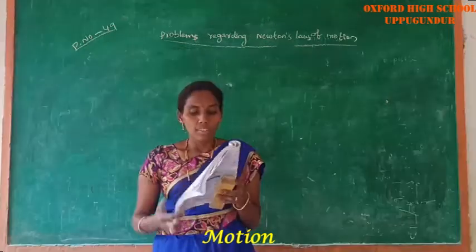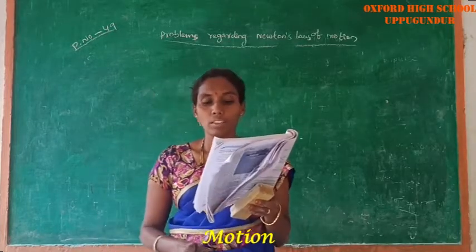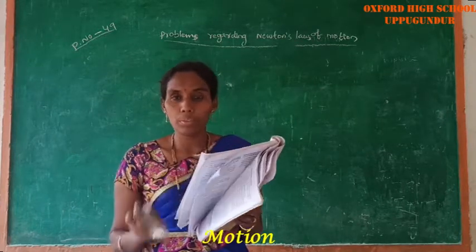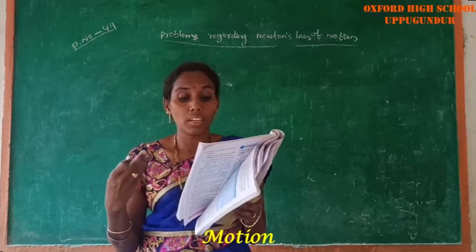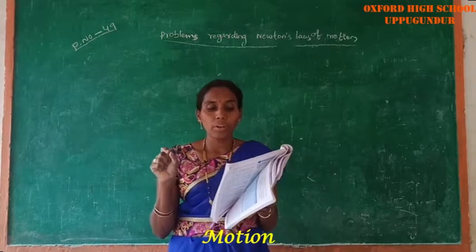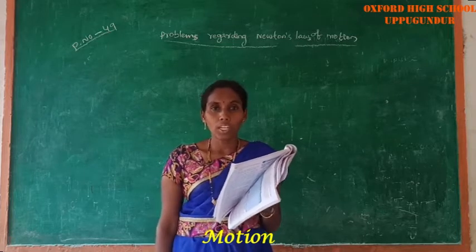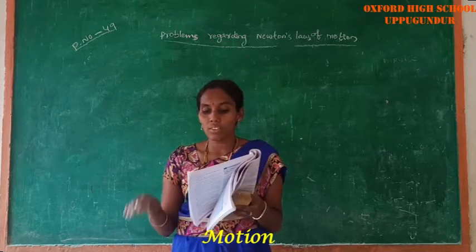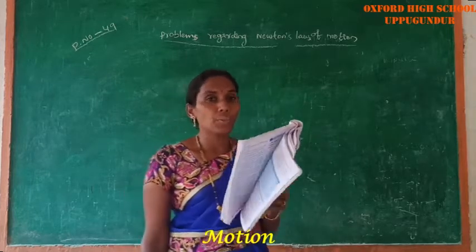Now see the sixth problem. A force acts for 0.2 seconds on an object having a mass of 1.4 kg initially at rest. That means the initial velocity of the body is 0. The force stops acting, but the object moves through 4 meters in the next 2 seconds. Find out the magnitude of the force.